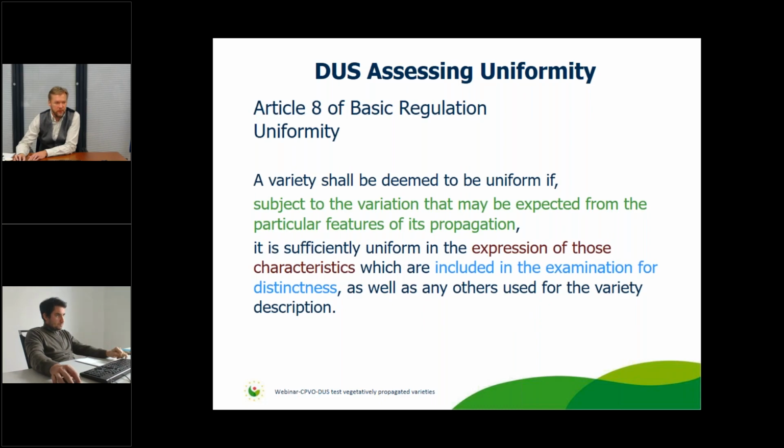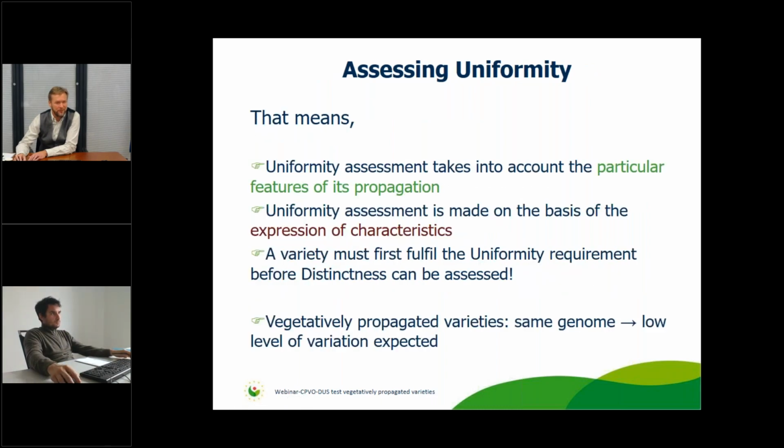Then we come to the assessment of uniformity. A variety is considered to be uniform if it is sufficiently uniform, subject to the variation that may be expected from the particular features of propagation, which includes the expression of other varieties, expression of characteristics. This means that the particular features of propagation are taken into account. The uniformity assessment is based upon the expression of the characteristics, and before we assess distinctness, we must of course be sure that the variety is uniform. If we find already that the variety is not uniform, we will not go to a distinctness assessment.